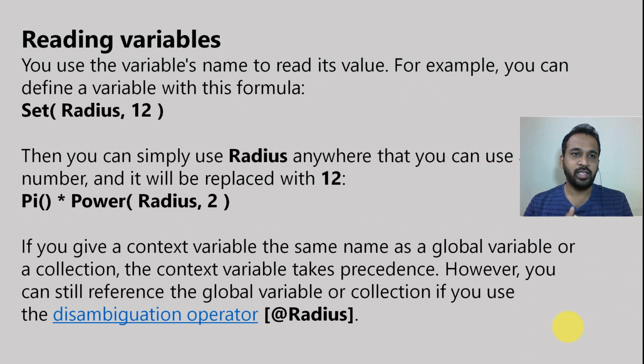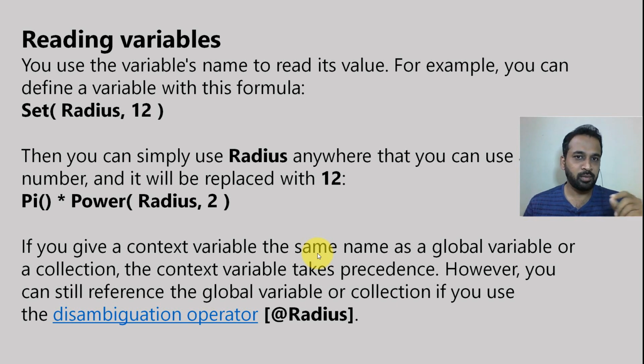In order to read the variables, you use the variable name to read its value. For example, you can define a variable with this formula. Set is a function, open bracket, and Radius is the variable name which you are declaring, comma, 12 is the variable value which you are defining here. Then you can simply use Radius anywhere that you can use a number, and it will be replaced with 12. So Pi() * Radius^2, for example, will give us Pi() * 12^2.